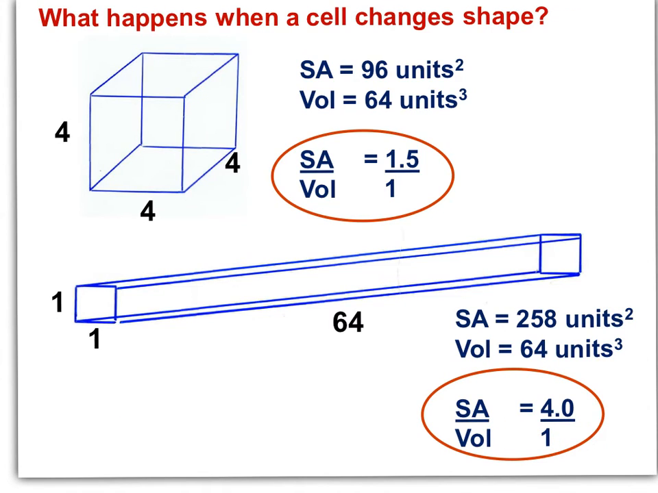Shape also influences the surface area to volume ratio. Cells that are more cubed, less elongated, have a lower surface area to volume ratio compared with cells that are long and slender in shape. Notice that both of these cell models have exactly the same volume, but the long, slender model has a much higher surface area per volume ratio.